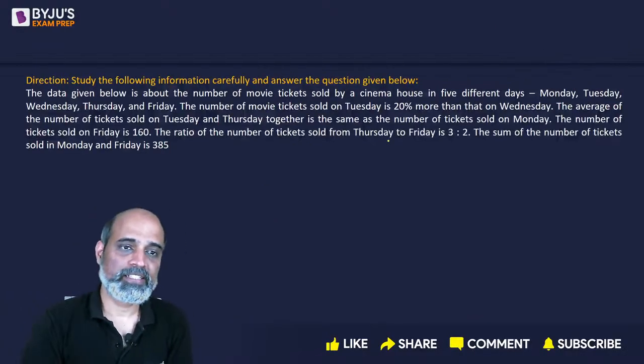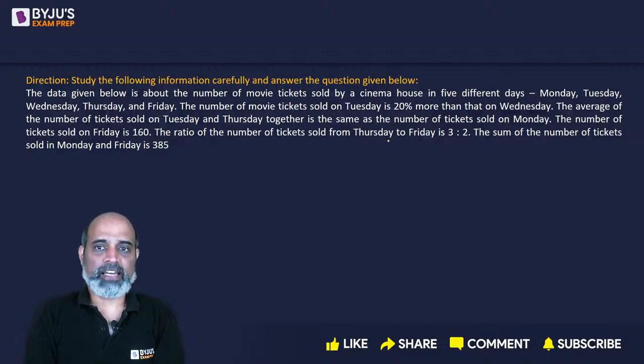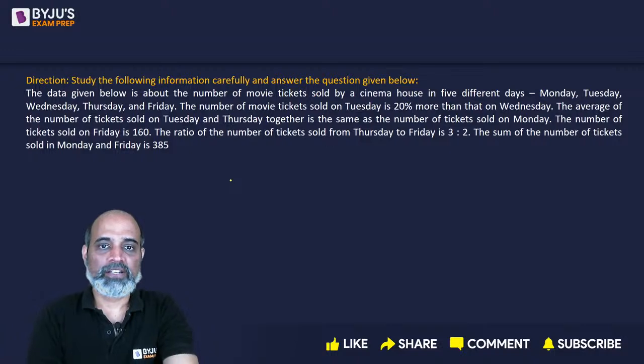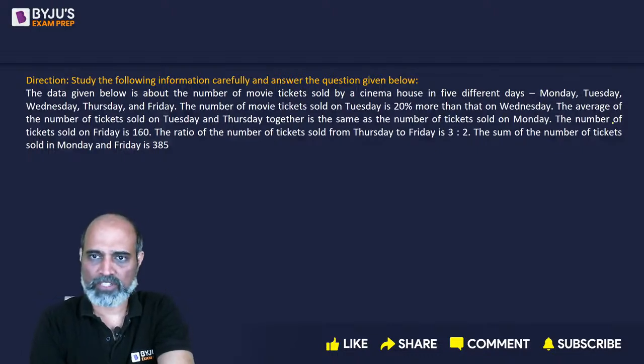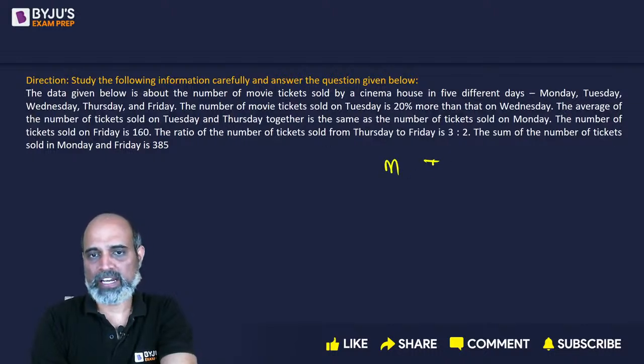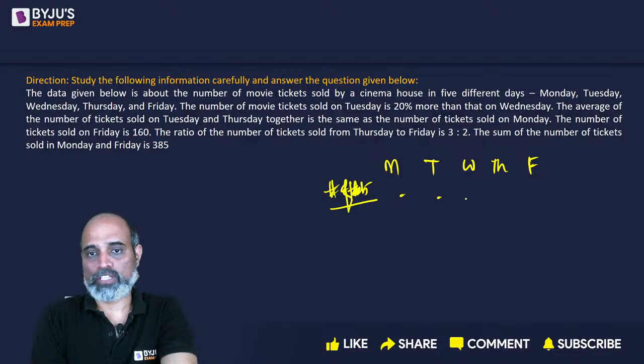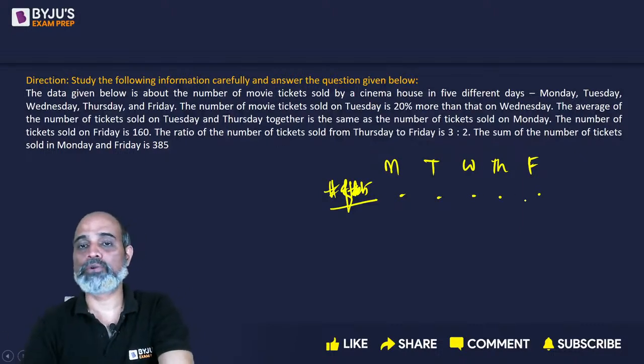Okay, next. The data given below is about the number of movie tickets sold by a cinema house in 5 different days, Monday to Friday. The number of movie tickets sold on Tuesday is 20% more than that on Wednesday. The average of number of tickets sold on Tuesday and Thursday together is something. Number of tickets sold on Friday is this. Sum of the tickets is 385. So all this information is about Monday to Friday, and it's about the number of tickets, right?